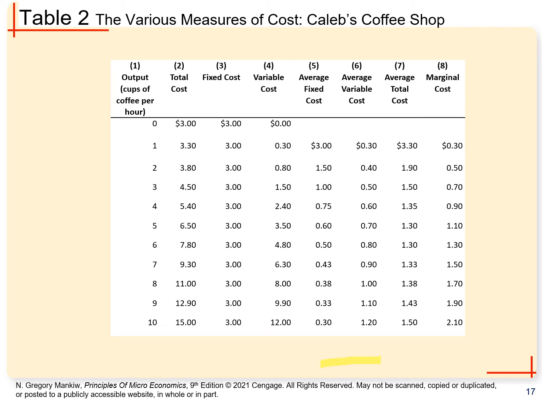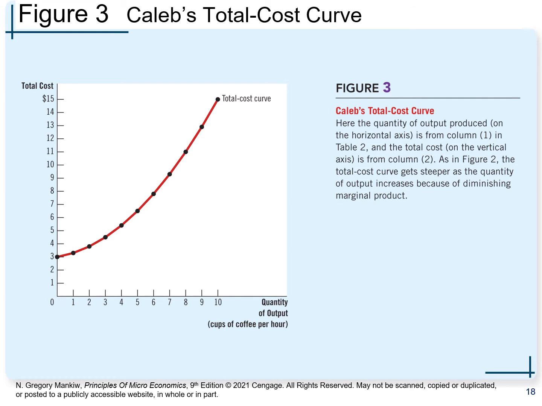Red color here. Let's go to the next slide. The table can be shown in a graph like this. We just convert it. Here is the quantity of output produced on the horizontal axis, from column 1 in the table, and total cost on the vertical axis, which is column 2 in that table.